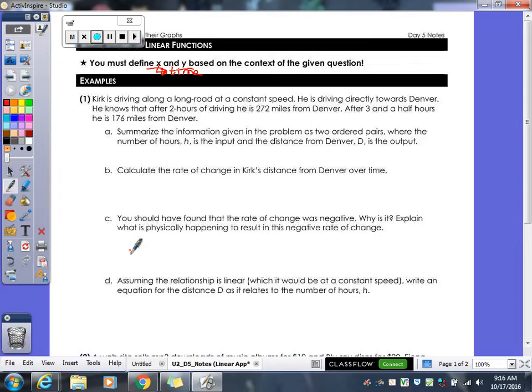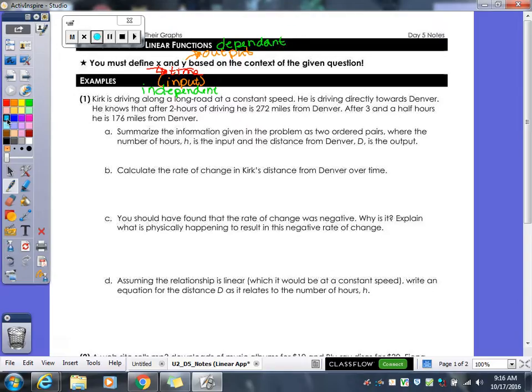X is always a time. Y is usually the other thing. The other words we have used for these, and you have used them before, are input. Y is your output. And then there's one more set of words I'm going to throw at you. Your x's are your independent variable. Y is your dependent variable.